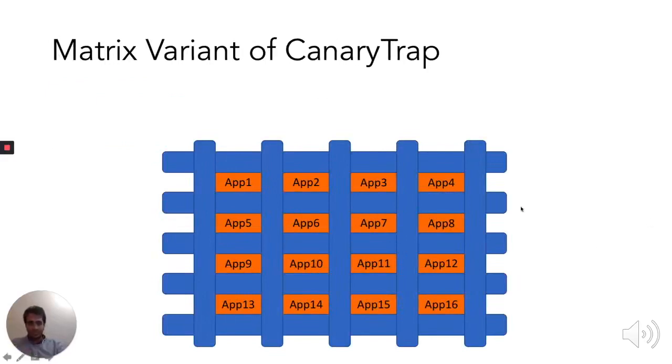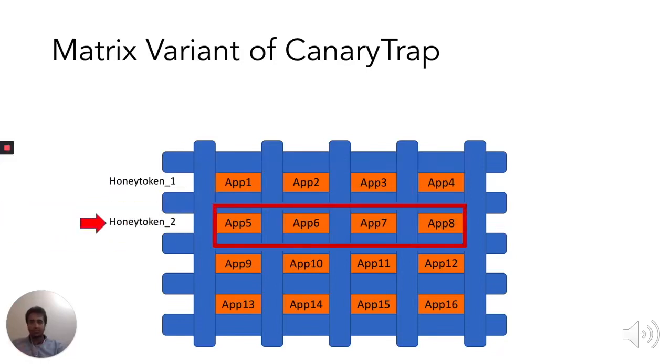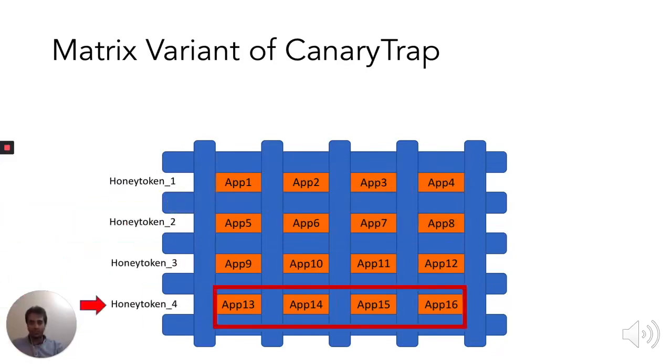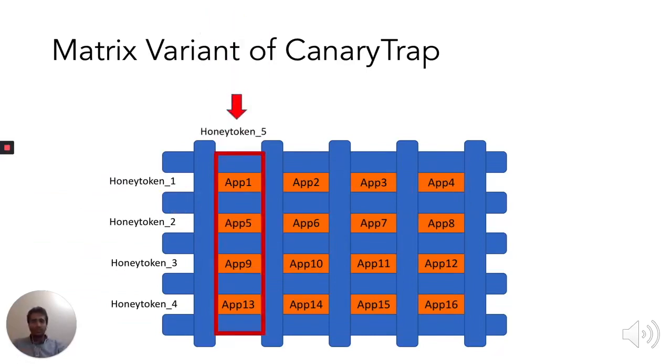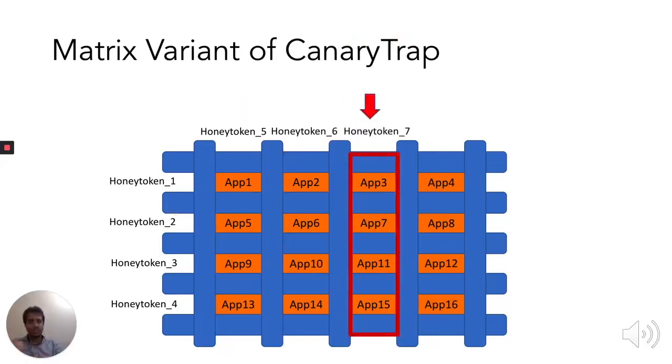To elaborate on this arrangement, let's consider an example. There are 16 apps we want to monitor, placed in a matrix grid of 4 by 4. We share honey token 1 with the 4 apps in the first row. Similarly, we share honey tokens 2, 3, and 4 with the apps in the corresponding rows. Now, to share exactly 2 honey tokens with each app, we share honey token 5 with the apps in the first column of the grid. Then similarly, we share honey tokens 6, 7, and 8 with the apps in the corresponding columns.